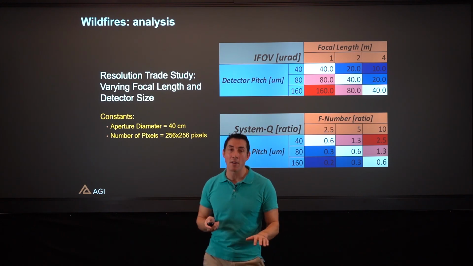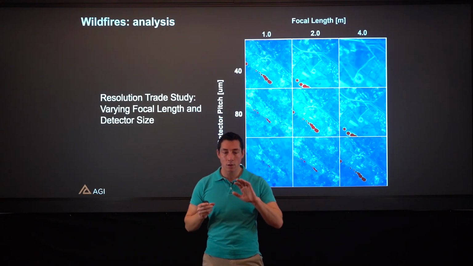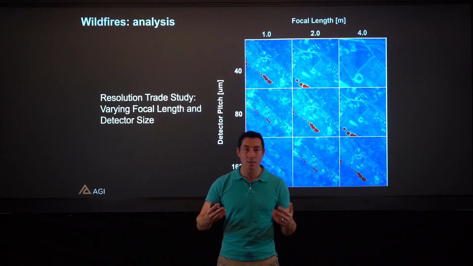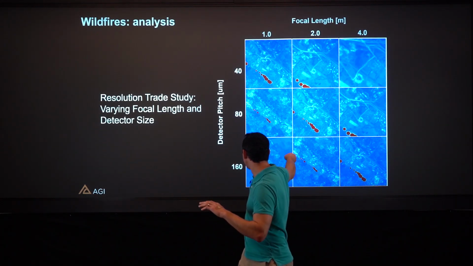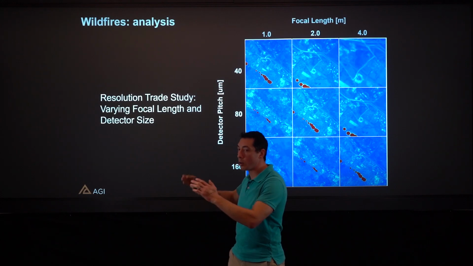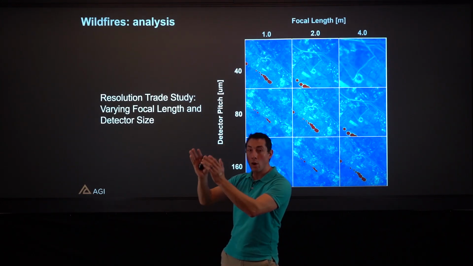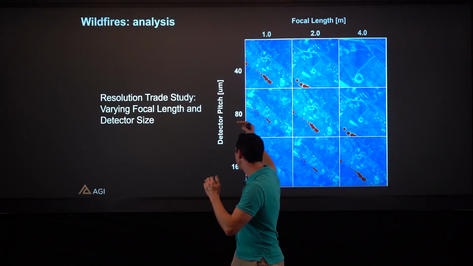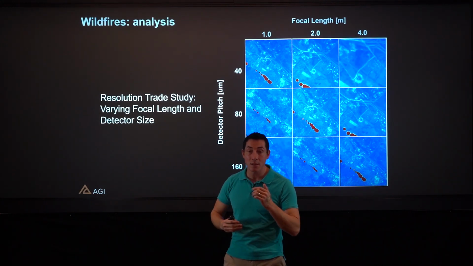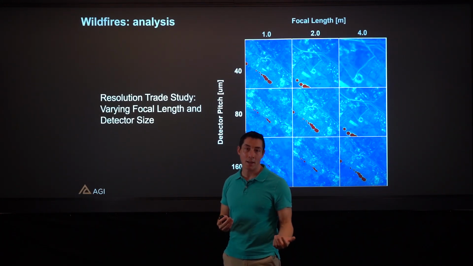What is the sweet spot for this? EOIR lets you do an actual image trade study. So here we have a grid. Those are the same system parameters that we saw earlier. This is the focal length. You can have a 1, 2, or 4 meter focal length. You can have detectors that are 40, 80, or 160 microns. Here's what that looks like in context.